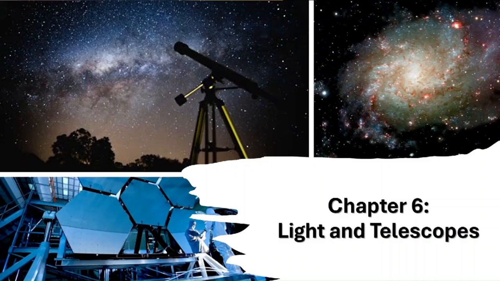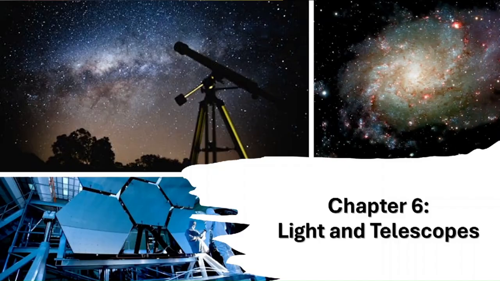In this chapter, we are going to learn how astronomers use light and telescopes to understand the universe. So think about this for a second. When you look up at the night sky, what do you notice about the stars? They are tiny points of light, but each one carries a story about its distance, temperature, and composition. Now, before we jump in, ask yourself, why do you think telescopes are so important for astronomy?